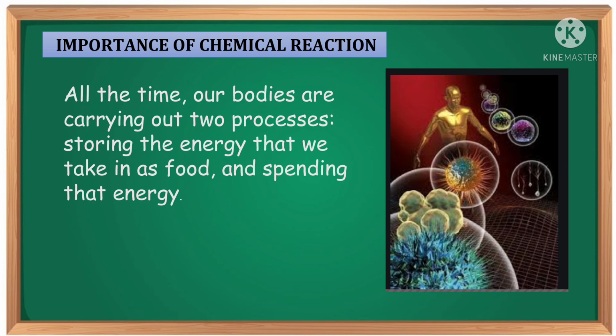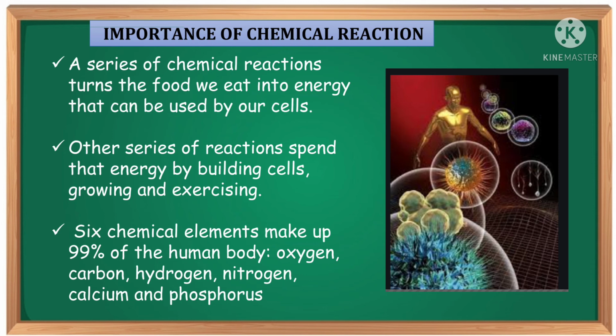All the time, our bodies are carrying out processes, storing the energy that we take in as food and expending that energy. A chemical reaction changes one set of chemicals into another. A series of chemical reactions turns the food we eat into energy that can be used by our cells. Other series of reactions spend that energy by building cells, growing, and exercising.